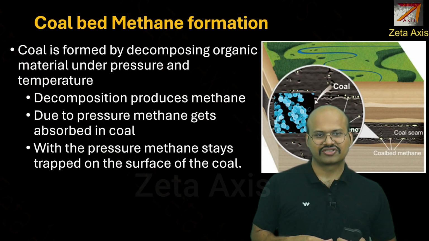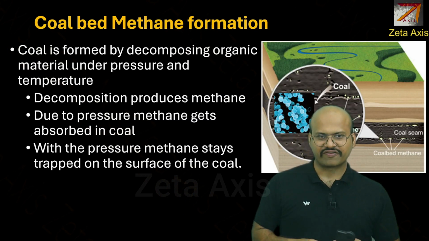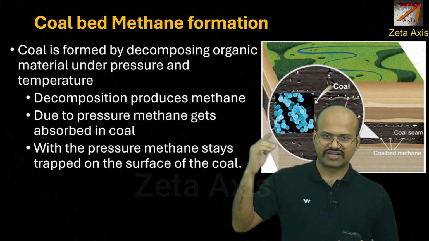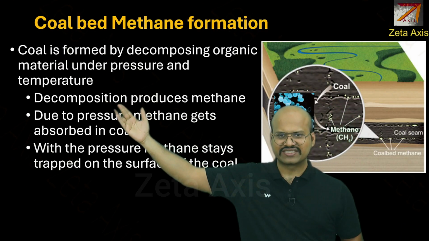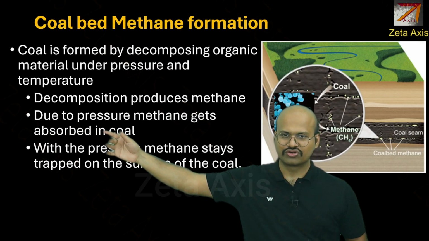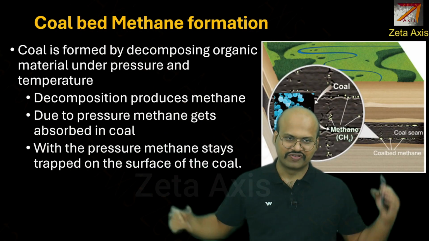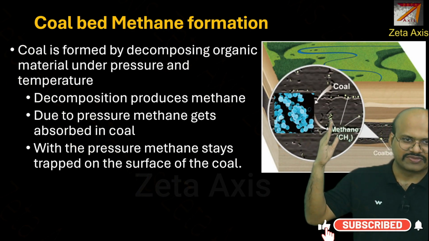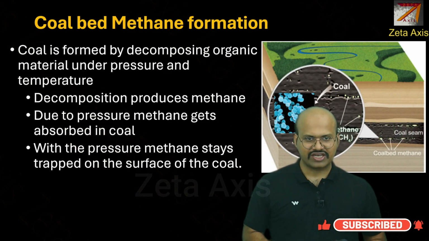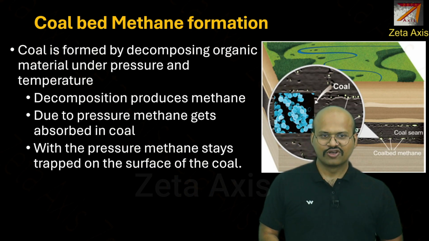But because the process is so slow, several layers can be formed. And when the layers are formed, because of the pressure of those layers, this methane which is produced by the anaerobic decomposition gets trapped in the coal. So you can see that because of the pressure, the methane gets absorbed in the coal, which we can see in the figure over here. These are the coal and there is methane trapped in this. So when we remove this kind of methane or natural gas from coal, it is called coal bed methane.